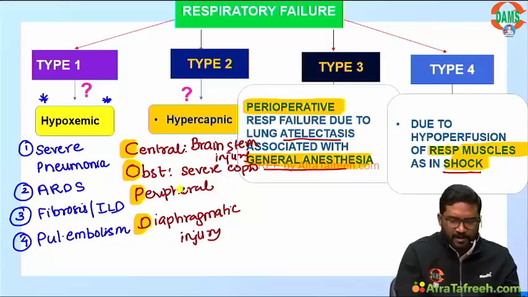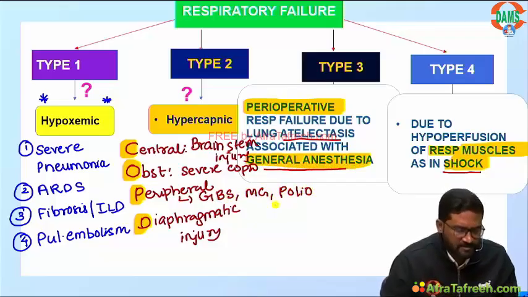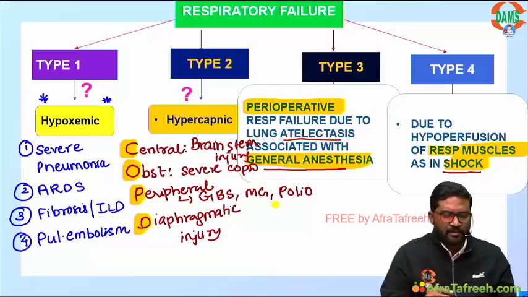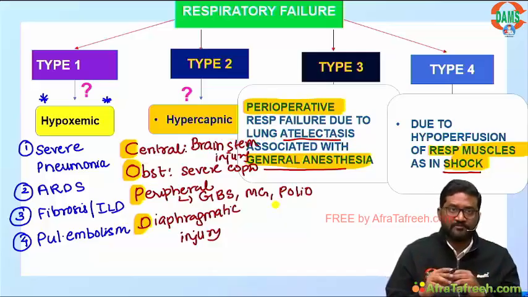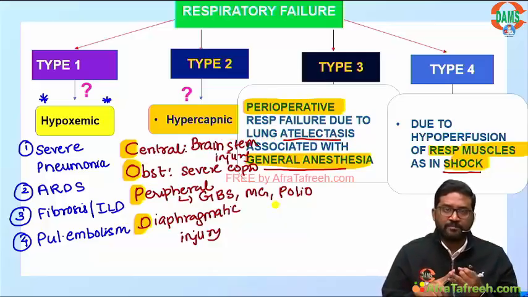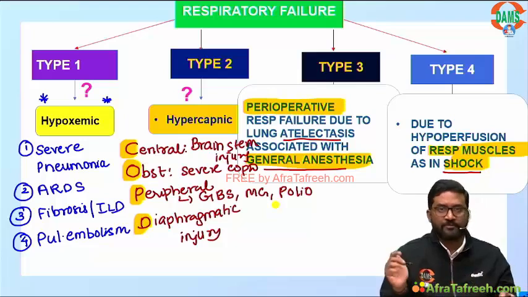Whereas shock related respiratory failure is usually type 4. So the peripheral is generally all this neuromuscular disorder, such as myasthenia gravis, Guillain-Barré syndrome, polio. All these are generally peripheral causes. So these are the usual types of respiratory failure. Type 1, type 2, type 3, type 4.